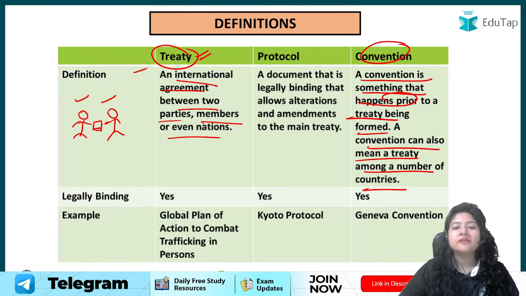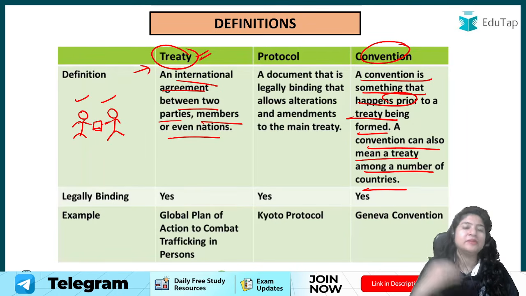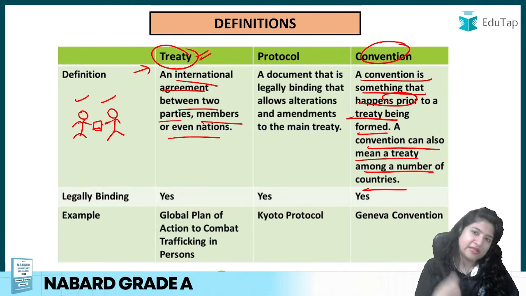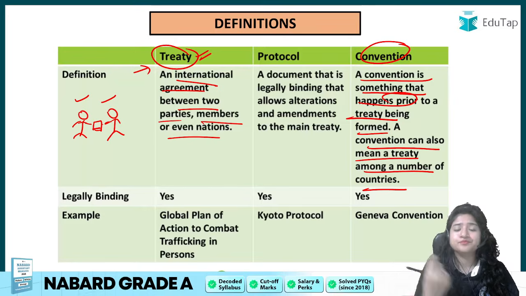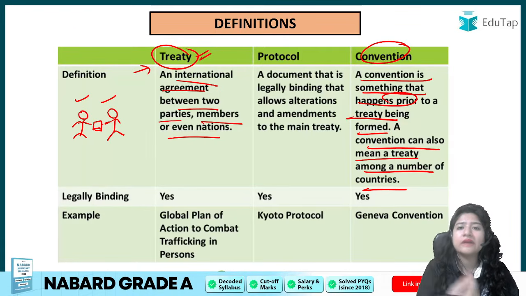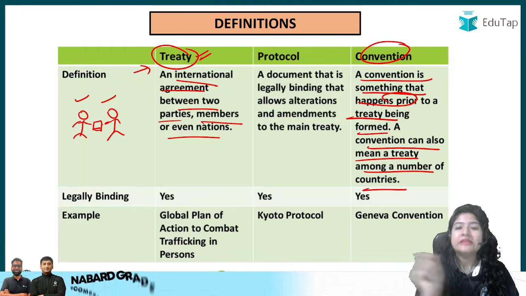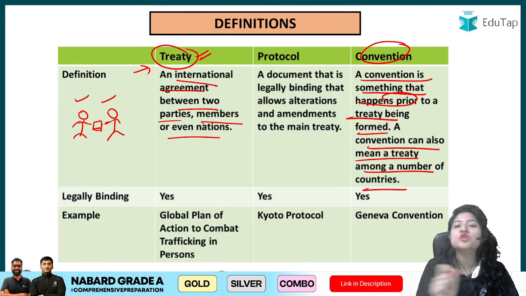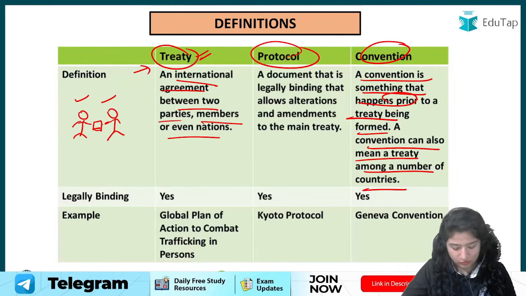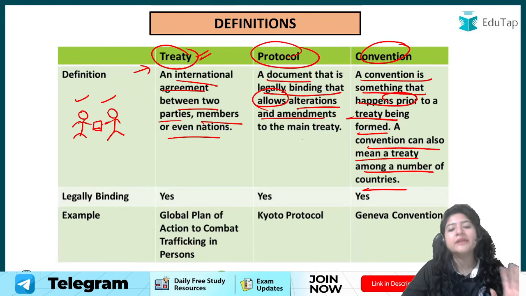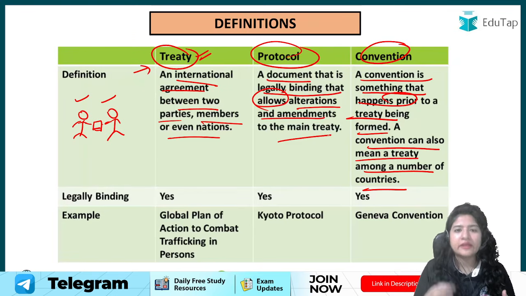When an agreement is done, it is a formal agreement. Whenever any agreement happens formally between nations or parties, it does not happen on a verbal basis, where today I say this and now whatever words come out of my mouth I will do. No, it does not happen, right? There have to be some documents that are signed, and those documents are legally binding, right? So those documents which are signed are known as what? Those are known as protocols. So what is a protocol? It is a legally binding document that allows alterations and amendments to the main treaty, and those amendments can be done.